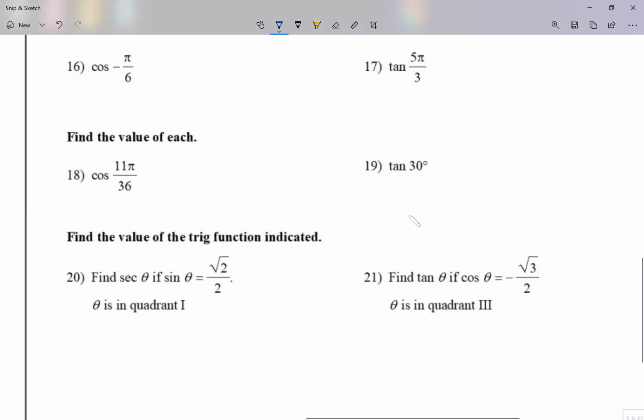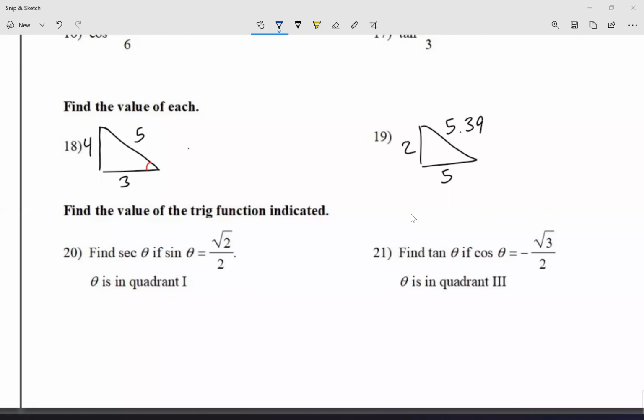You guys learned the unit circle yesterday, so we did that already. Let me change the question. If you need to copy the question, pause the video and copy the question. Like I said, I'm going to change these questions that way we match our homework a little bit better. This is how questions 18 and 19 are going to be.